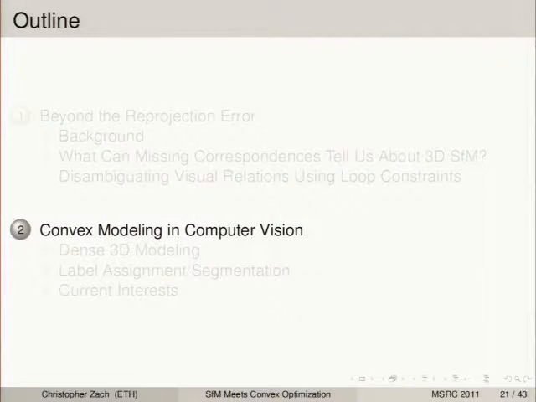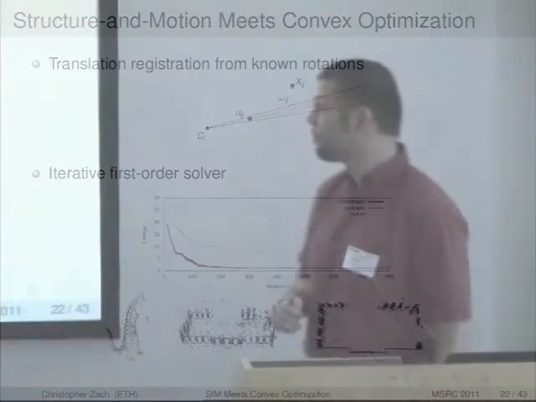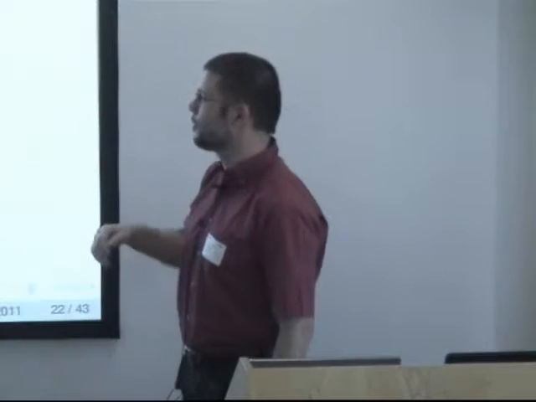Okay, so this ends sort of the structured motion part. Now it comes to more the convex modeling part, and since my talk is called structured motion meets convex optimization, there is one work I did linking both aspects. I looked recently into some convex formulations for some subproblem in structured motion estimation.